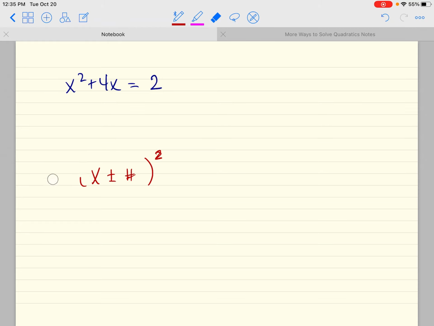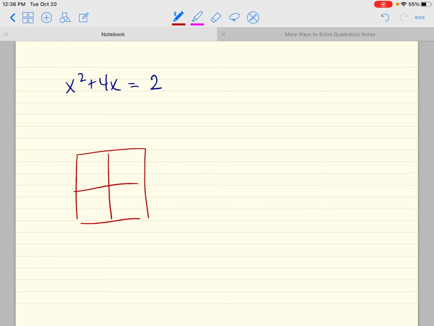Okay, so let's think about this for a second here. Think about a perfect square, okay? If you were to multiply a binomial like x plus 1 and another binomial like x plus 1, this would be one way to organize that multiplication. But this is a perfect square, right? This is the result of x plus 1 squared.